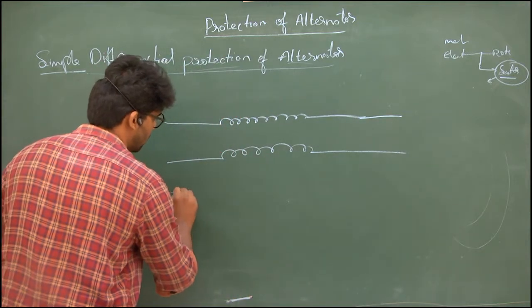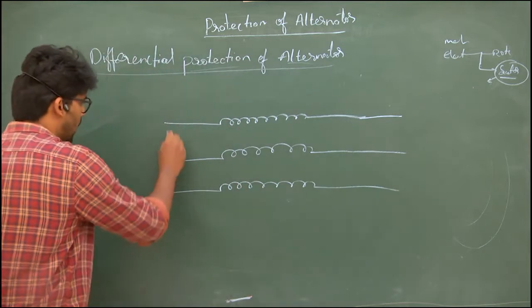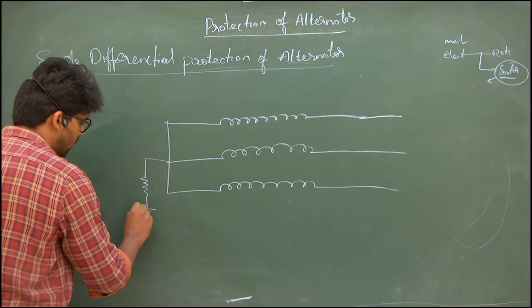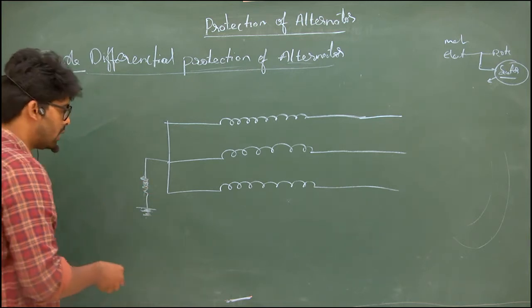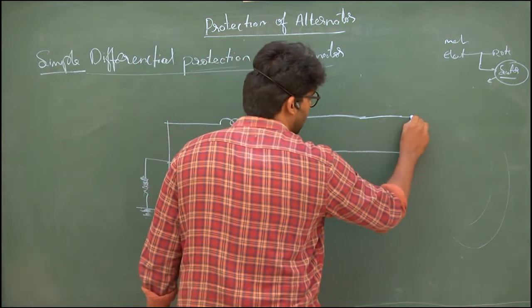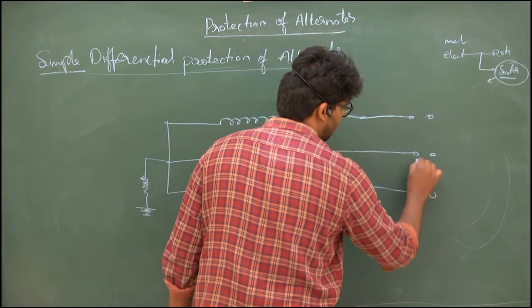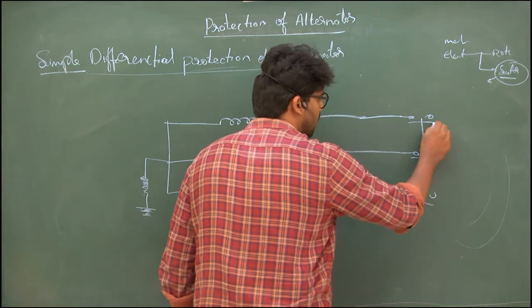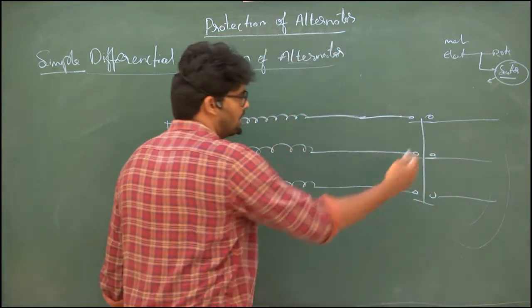I am grounding the neutral through a resistance, so this is called the ground resistance. I explained the importance of this ground resistance before in class. Then this goes to the circuit breaker. I am connecting the circuit breaker here, so we have a common point, and this feeds back to the bus bar.